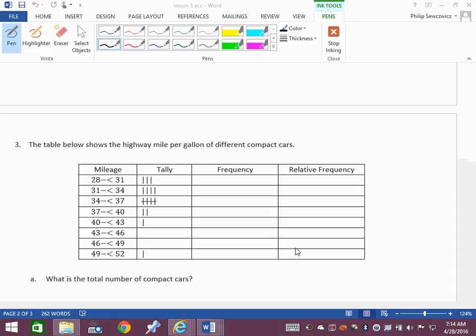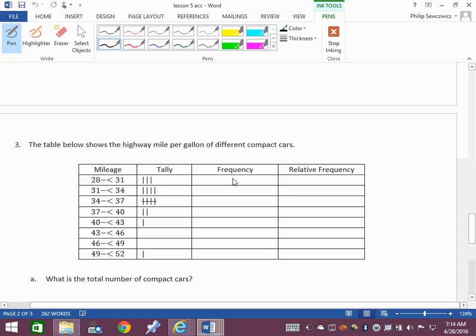All right. We're looking at what's called relative frequency today. Relative frequency is simply a histogram taken to the next step, if you want to think about it that way. So it's business as usual, because we've got a range of data that we are looking at. Anything that's between 28, but it has to be less than 31.